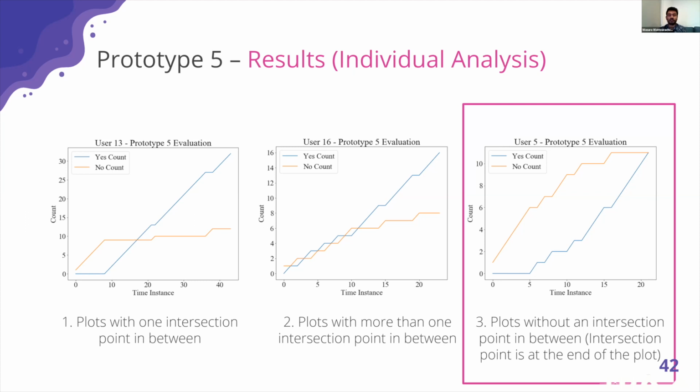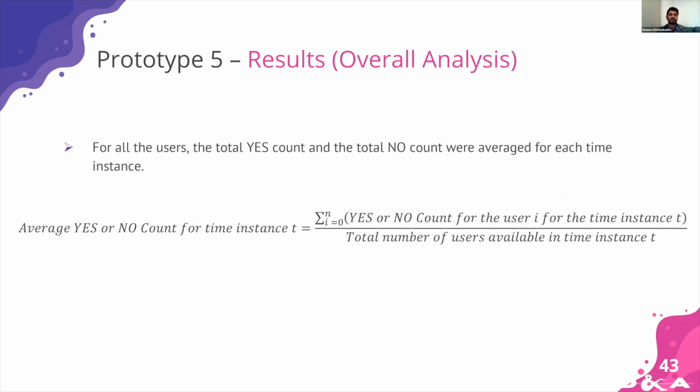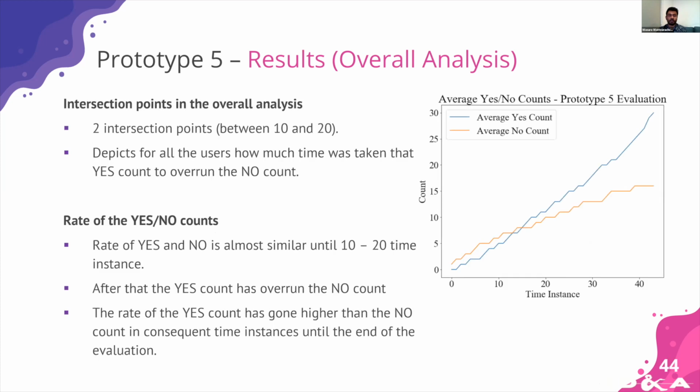This dynamic behavior of the model is difficult to interpret. Because of that, we have done an overall analysis as well. We averaged the yes and no counts separately for all the users and plotted them against time, as shown here. These overall graphs have 2 intersection points, and it shows that for all the users, after that, the yes count has overrun the no count, and then the rate of the yes count has gone higher than the no count in consequent time instances until the end of the evaluation.